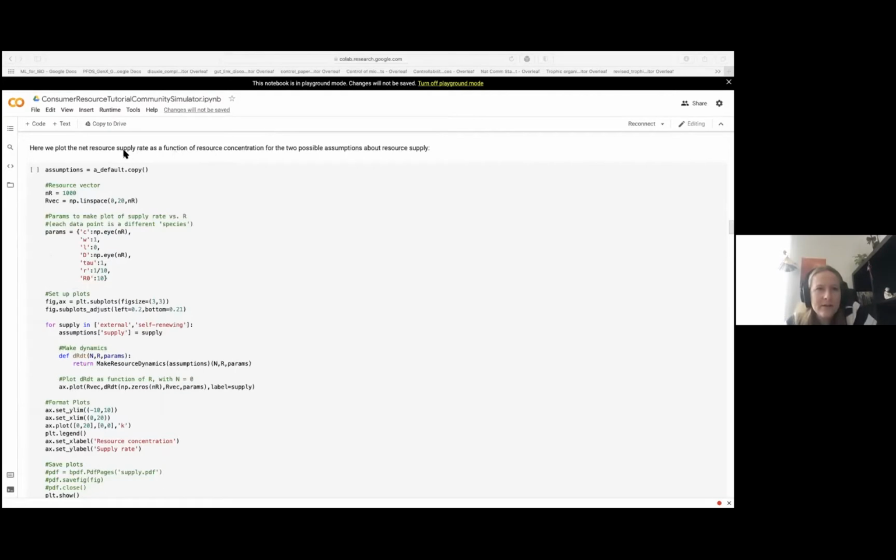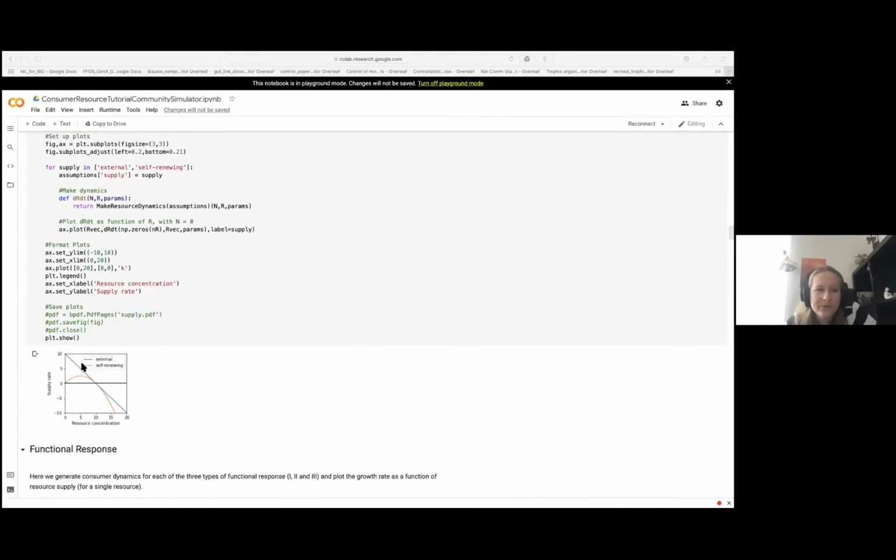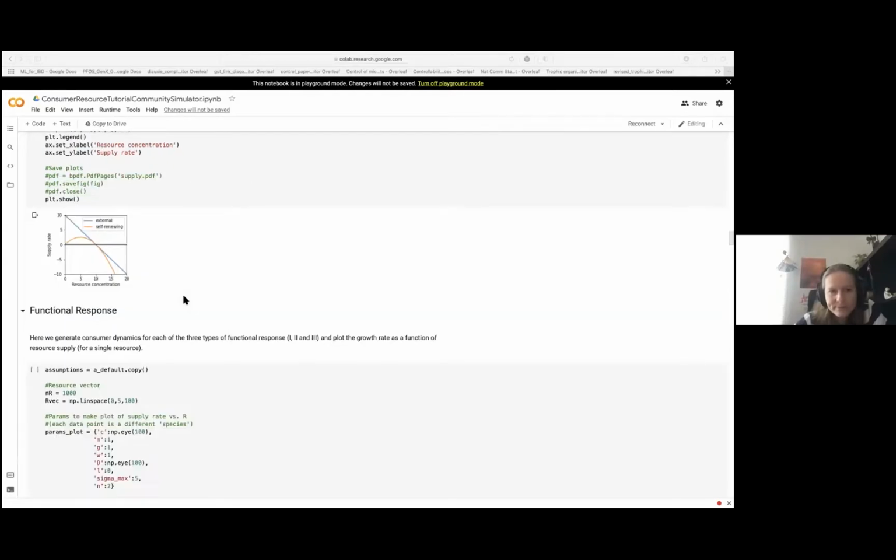Basically, resource supply rates in their model can be of two different types. One is external, when you have some fixed amount of resource that you put in, and another is this self-renewing, which is a little bit more obscure assumption, I would say. The external one is the most realistic in the majority of experiments.